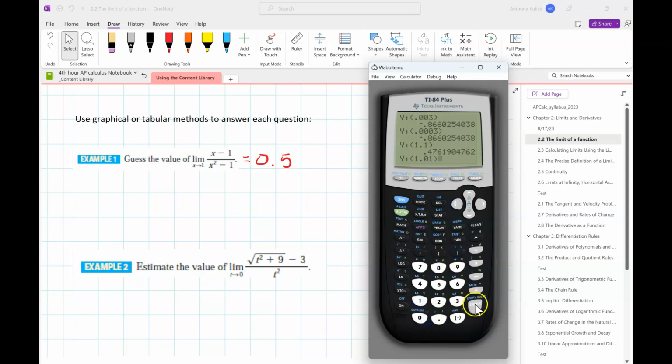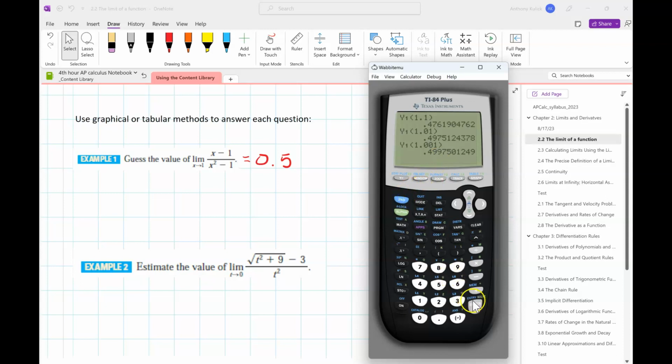Notice that by pressing second and enter, I can just recopy the thing that I just typed in last and go back and edit it. So I don't have to jump through a bunch of menus to get that y1 again. But if I look at the values bigger than 1, as I check, I'm getting closer and closer to 0.5.